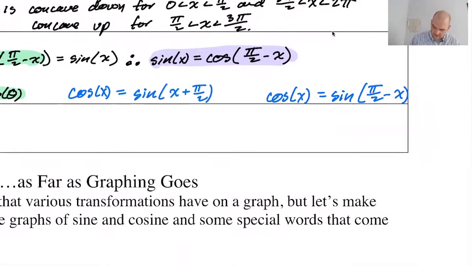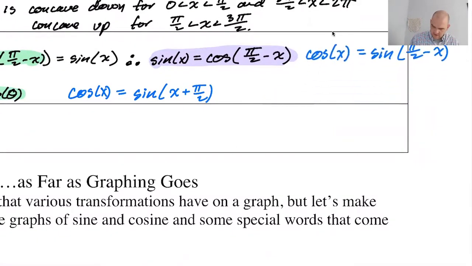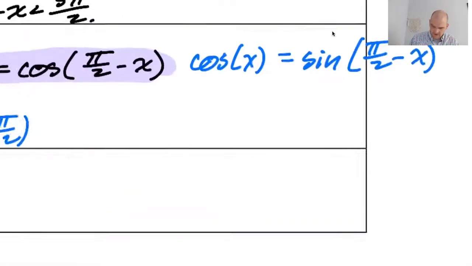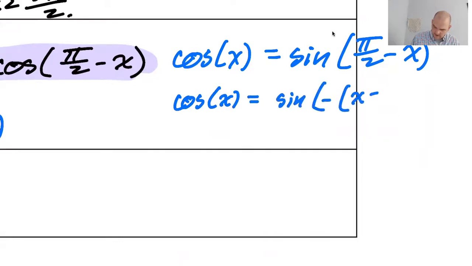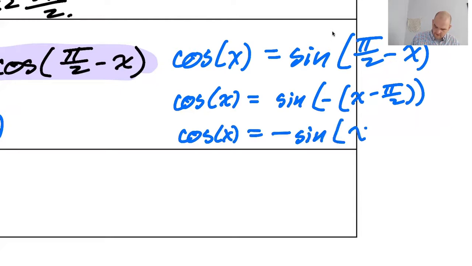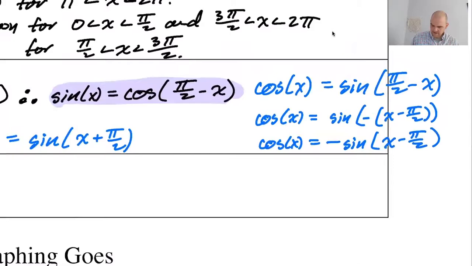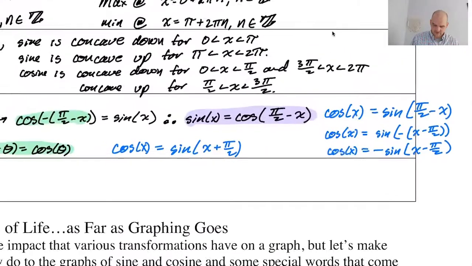So what would that mean? Well, sine is an odd function, so cosine of x is sine of the negative quantity, x minus pi over 2. And then sine is odd, so cosine of x equals the negative of the sine of x minus pi over 2. So what's this telling me to do? It's saying shift it pi over 2 to the right, and then reflect it.